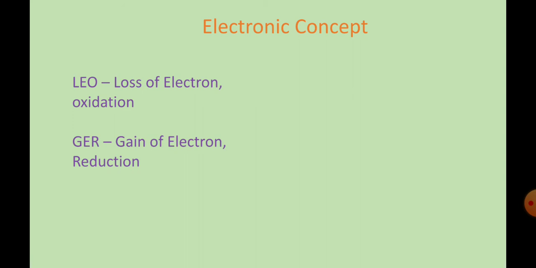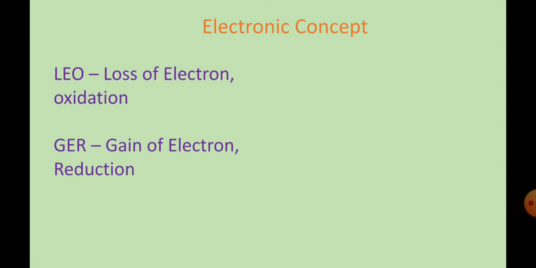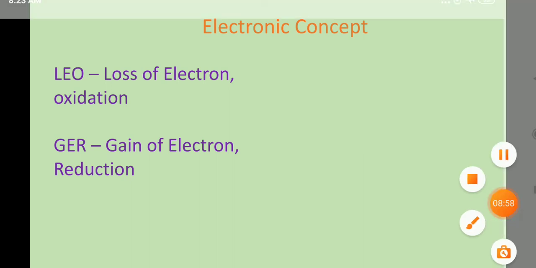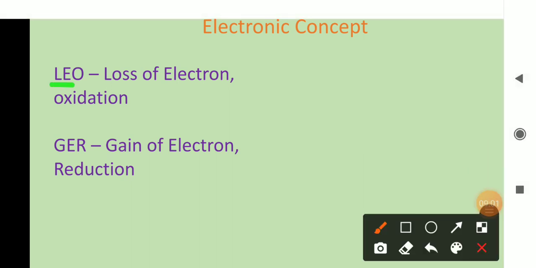Electronic concept of oxidation and reduction. This can be easily remembered by knowing a shortcut. Look here, the shortcut number 1 is LEO. LEO in the sense it is an expanded form. Loss of electron is called oxidation. L is here, E is here and O is here. So loss of electron is termed as oxidation.